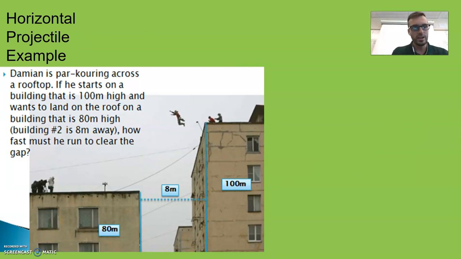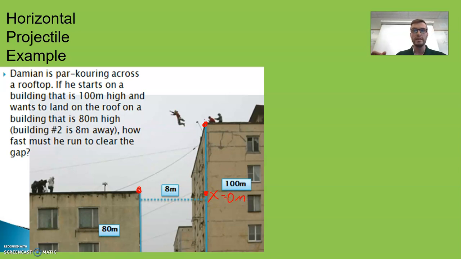Damien is parkouring across a rooftop. If he starts on a building that is 100 meters high and wants to land on the roof of a building that's 80 meters high over here, how fast must he run to clear the gap? So remember, the first thing you want to do is set a coordinate system when you begin a physics problem. I'm going to define the second rooftop, my x final, as 0 meters.